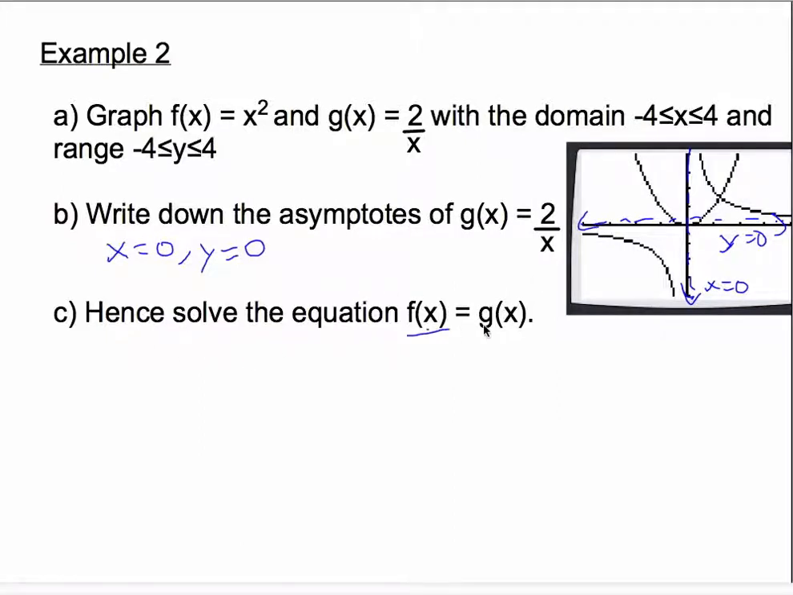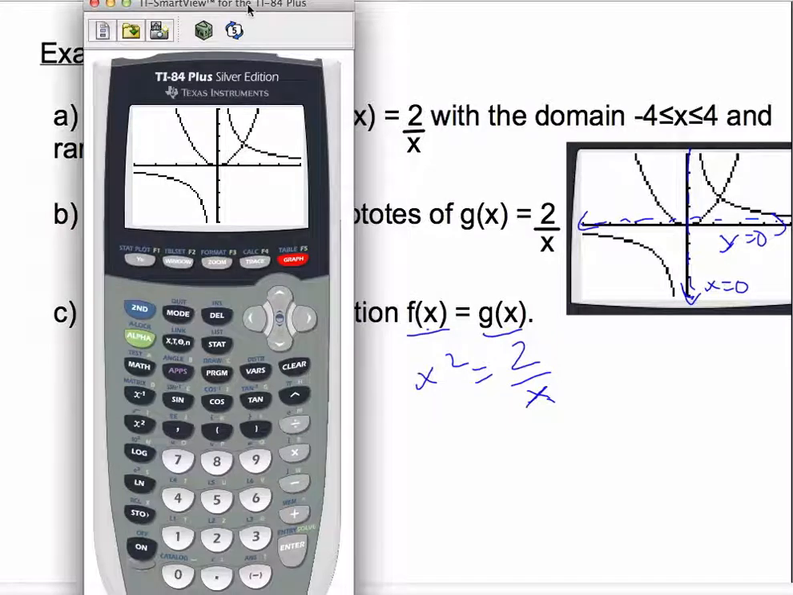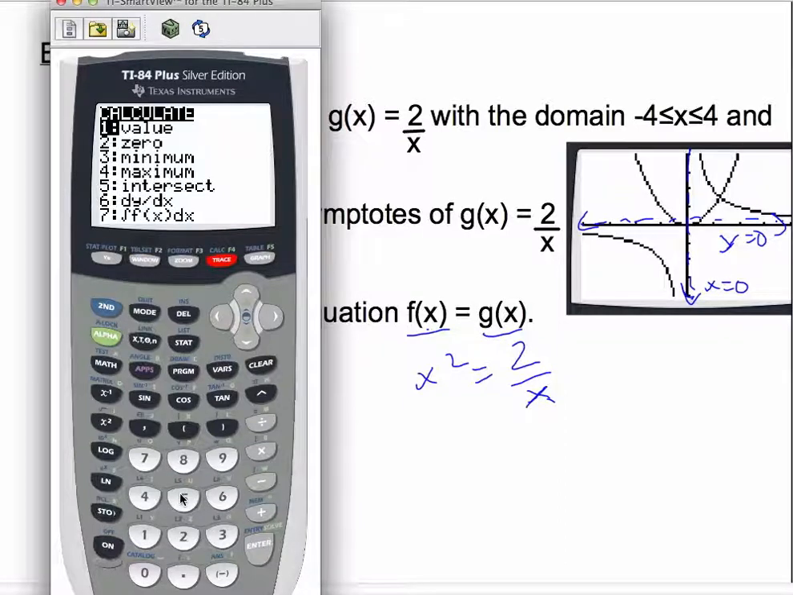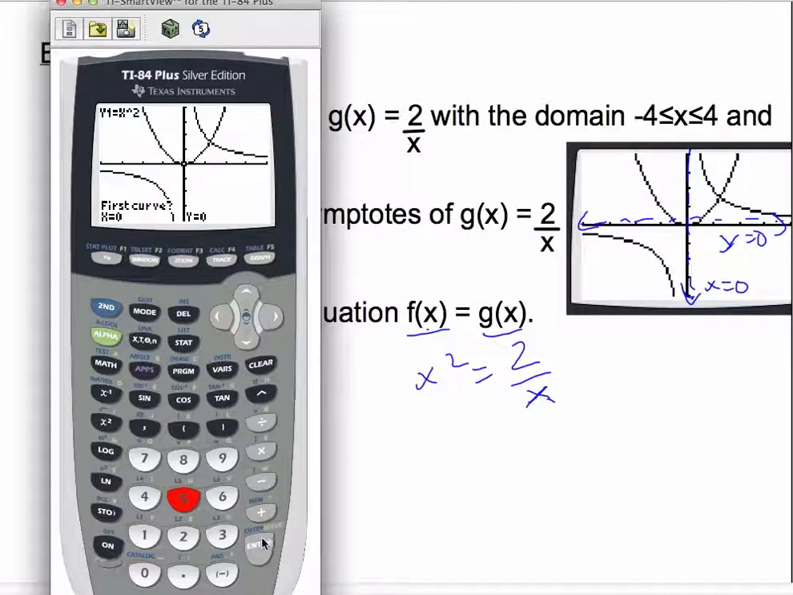Now hence solve the equation f of x equals g of x. So we're solving the equation x squared equals 2 over x. Now you can solve this algebraically, or you can solve it with the graphing calculator. Let's do both. Okay, sometimes you can't solve algebraically. You need the graphing calculator, so let's practice that. Second function trace, intersect is number 5. And first curve, second curve, I just press enter. Okay, I want the second curve, so enter, okay. Go close to the point of intersection. Press enter, and there is our point of intersection.